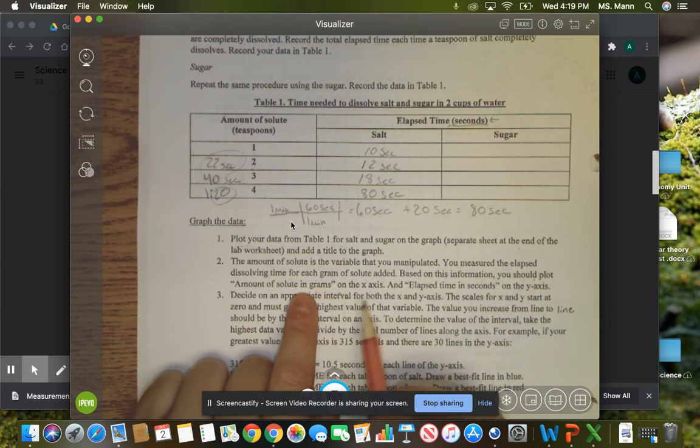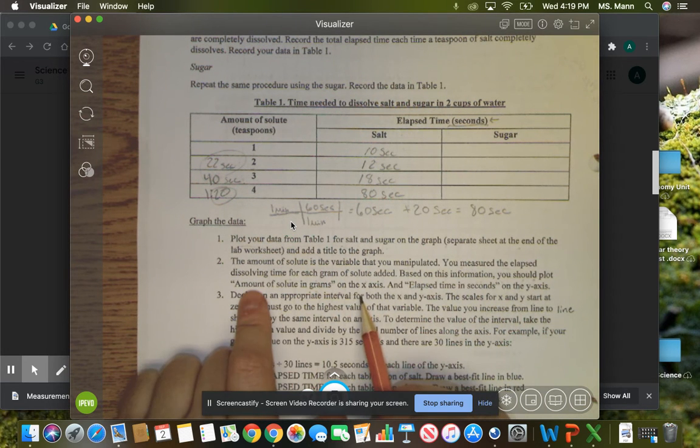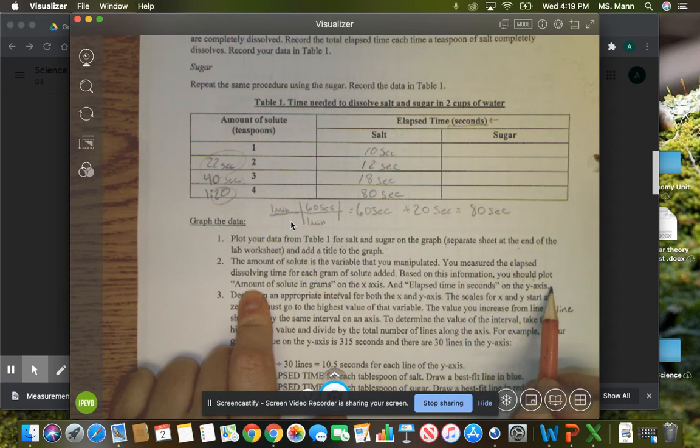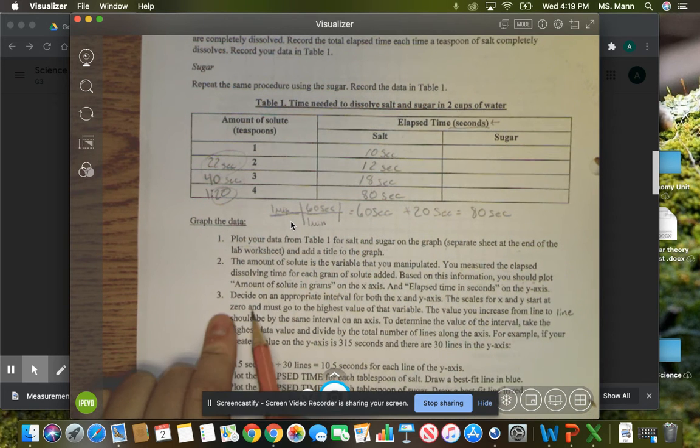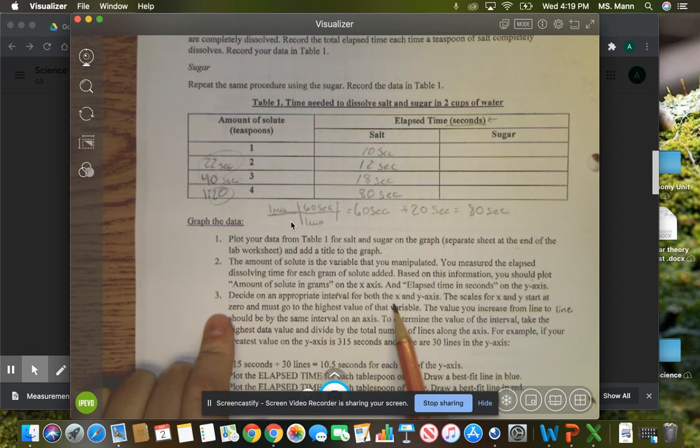So it just directly tells you what to title that x-axis, so you don't even have to think about it. And elapsed time in seconds on the y-axis, right? Decide on an appropriate interval for both the x and the y-axis.